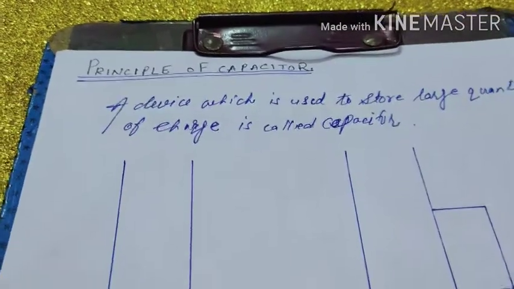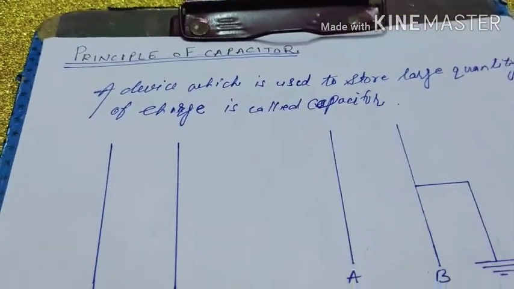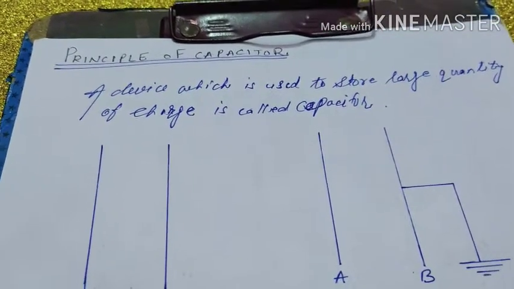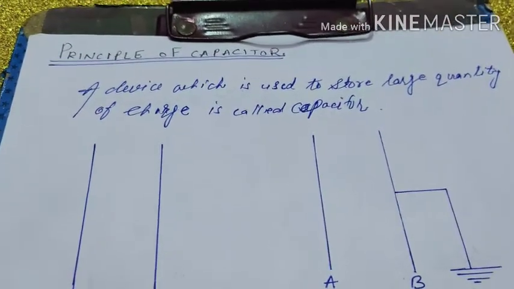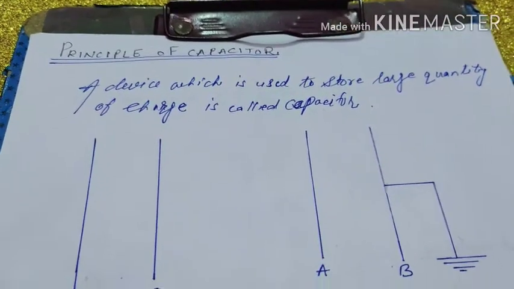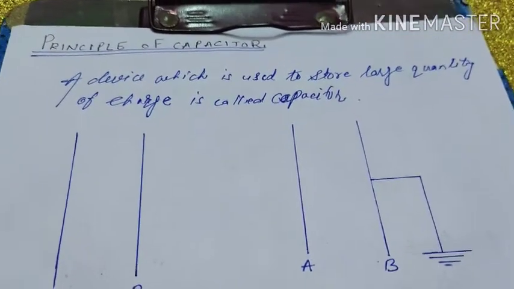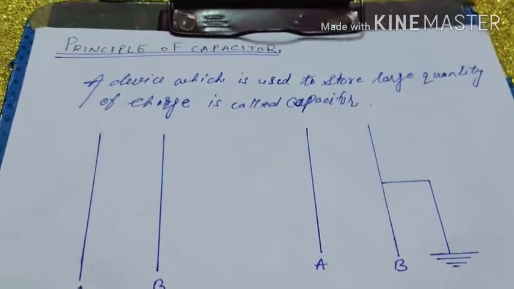So students, today I am again with you with the principle of capacitor. In the last lecture, I explained what is capacitance of a conductor, but that was the ability of the conductor to store charge. Today I will explain how it works. What is the principle of capacitor?